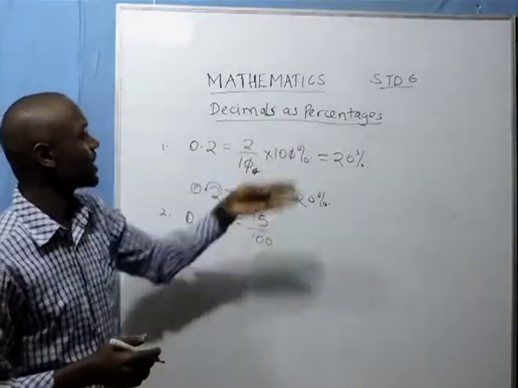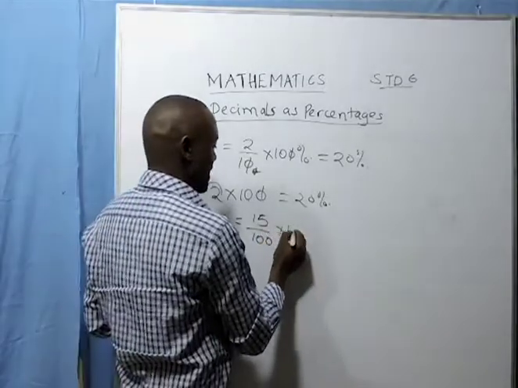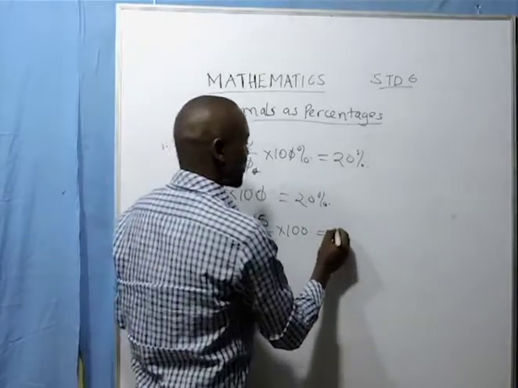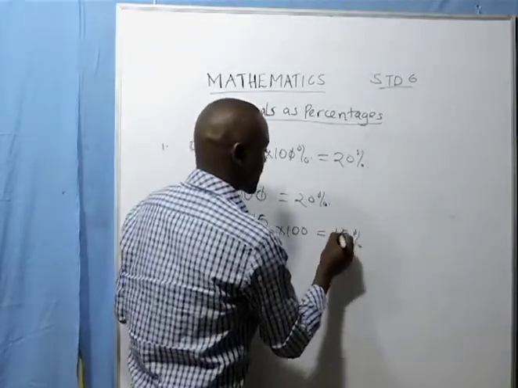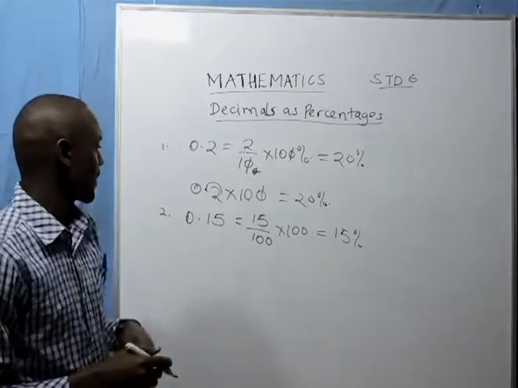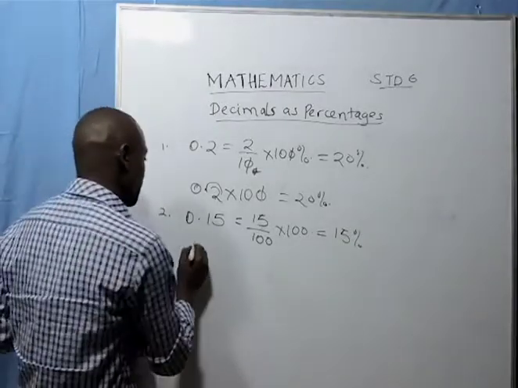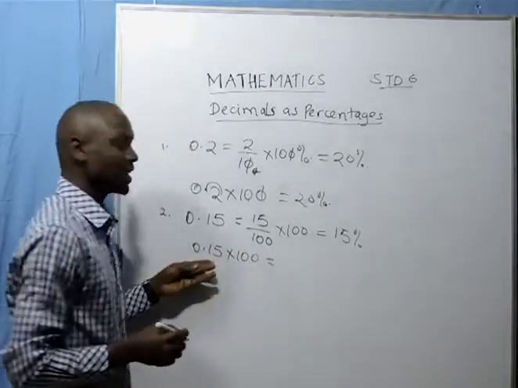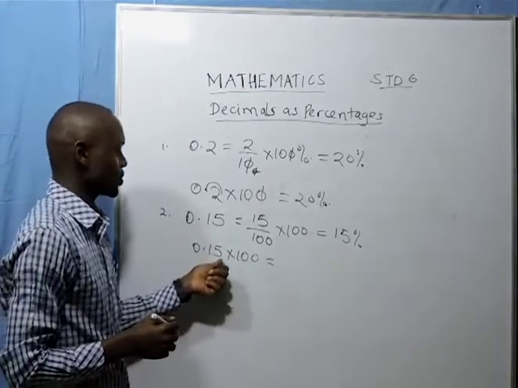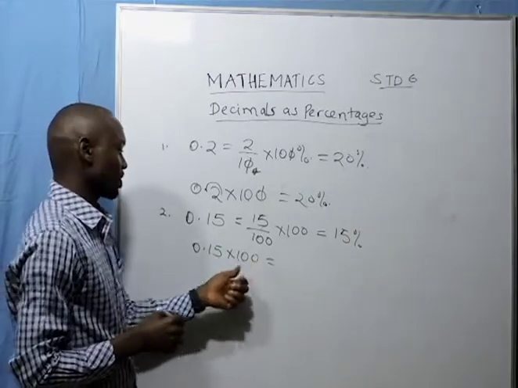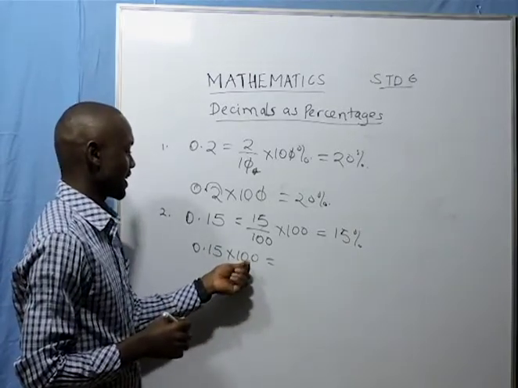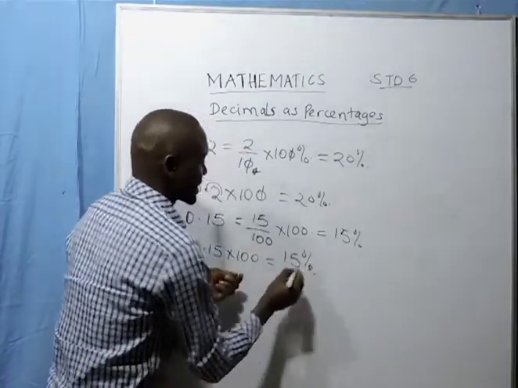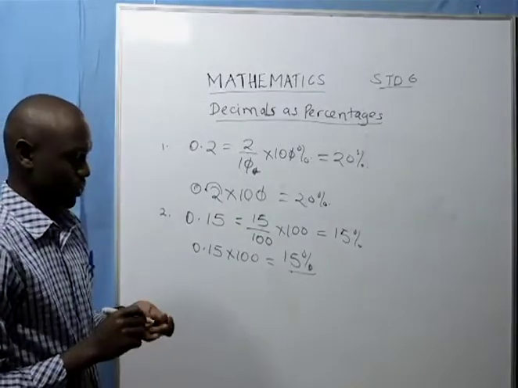Then, because we are converting to percentages, multiply by what? By 100. So 15 over 100 times 100 will be 15%. We can multiply directly. That is 0.15 times 100. Because it has 2 decimal places, we have 2 zeros, so it will be 15%. That is how we convert decimals to percentages.